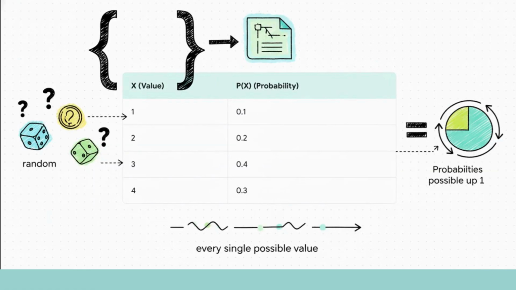Now, for discrete variables, we can build a simple table like this one. It's called a probability mass function, or PMF for short. Think of it like a complete instruction manual for our random variable. It lists every single numerical value it can possibly take and the exact probability of that value happening. And here's the key. All those probabilities have to add up to 1, to 100%.